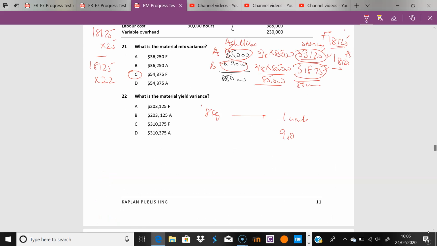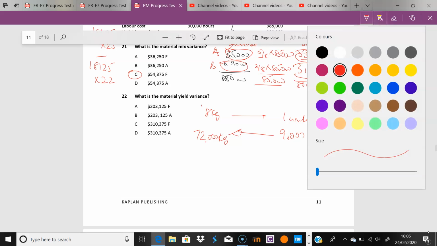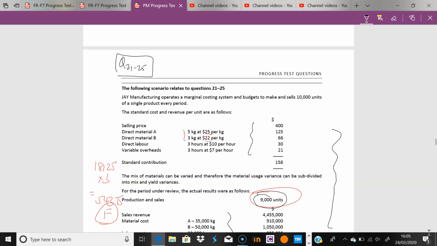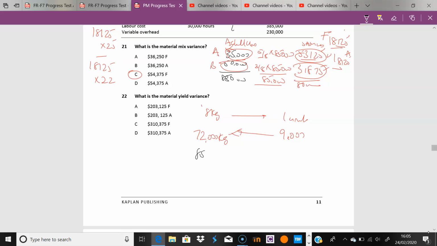therefore, for 9,000 units, you kind of expect them to use 72,000 kilograms. That's what you're saying. But the question here is that to make 9,000 units, because that's what they did, they ended up using 85,000 kilograms. And so we now have a difference of 13,000 kilograms too much that they did use, and that means this is adverse anyway in terms of yield. So too much went in just trying to come out with these 9,000 units.